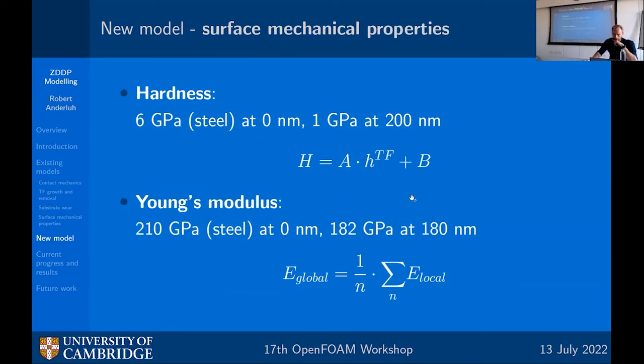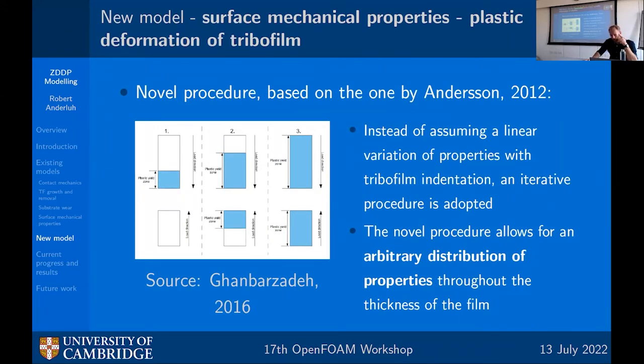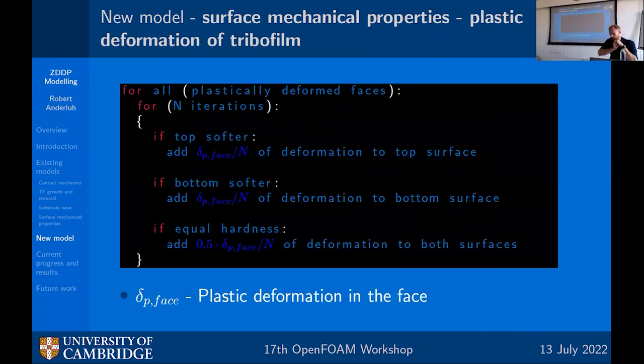And regarding hardness, I assumed a linear variation similar to what was seen in those measurements, and the same for the Young's elastic modulus, and I'm using a spatially uniform but temporally variable elastic modulus in my simulations. I implemented the procedure based on the one by Andersson 2012, as mentioned before, so that I am able to iteratively calculate. His model only works if you have a linear variation of hardness, which I still am using, but I'm considering switching to a different one. And basically I generalized it, and implemented an iterative procedure to calculate plastically deformed surface properties such as hardness and elastic modulus.